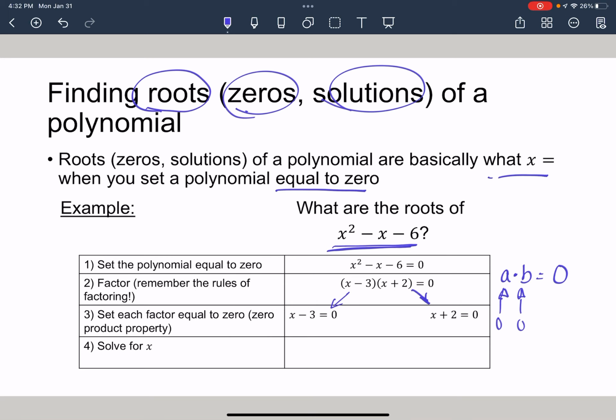So what I do now is I have two equations. These are like equations you solved back in first semester. I have x minus 3 equals 0, so you add 3 to both sides. Remember, you do the opposite to solve these equations. So you get x equals 3. Here I have x plus 2 equals 0, so I'm going to subtract 2 from both sides. And that gives me x equals negative 2.